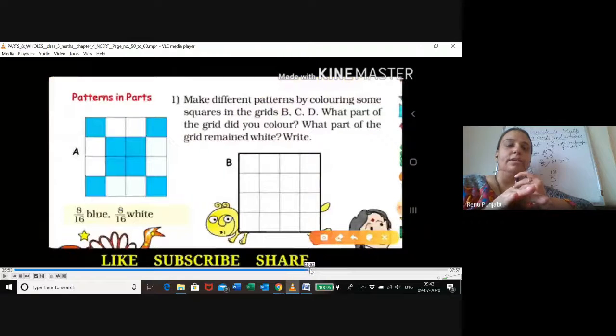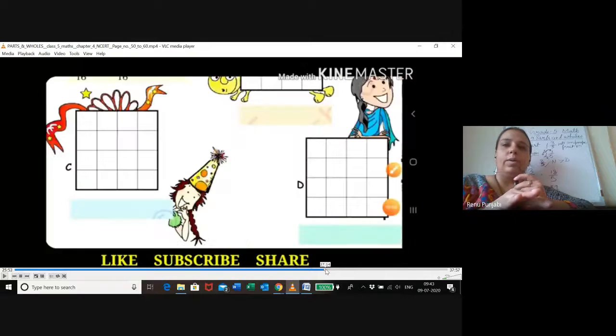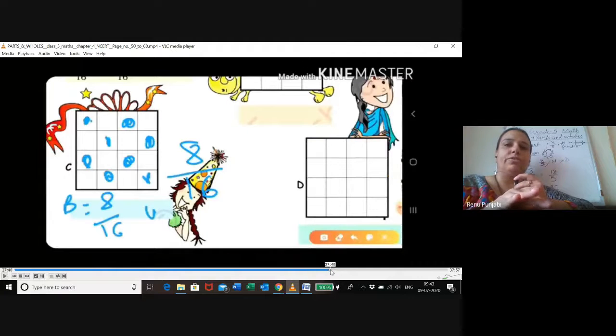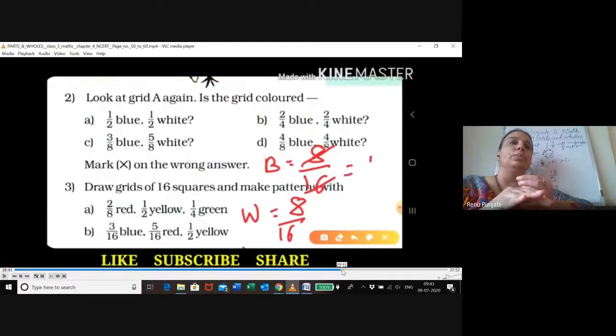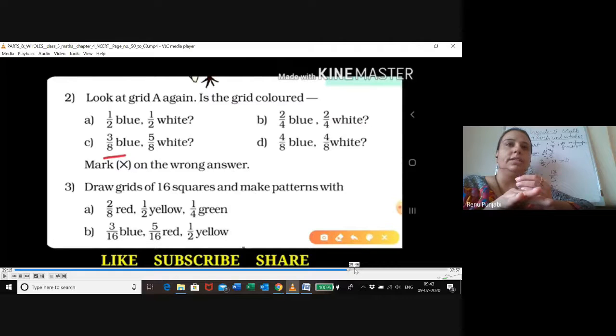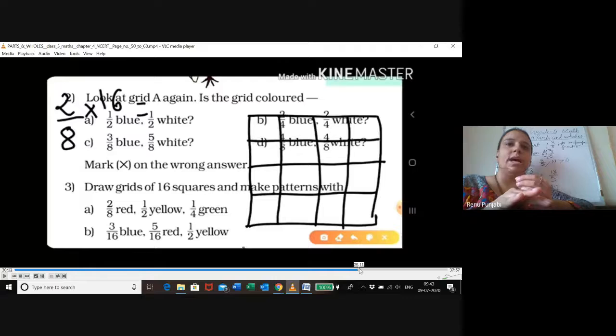On the grid 1, they are saying it is 8 upon 16 and 8 upon 16. So when you reduce it into the lowest term, it is 1 upon 2 blue part or 1 upon 2 white part. Let's check how it will be. You have done the reduce to the lowest term.